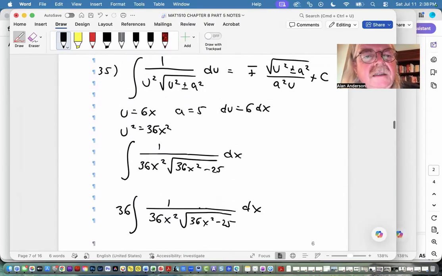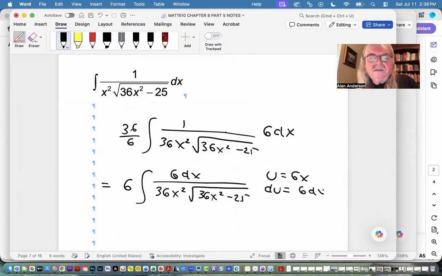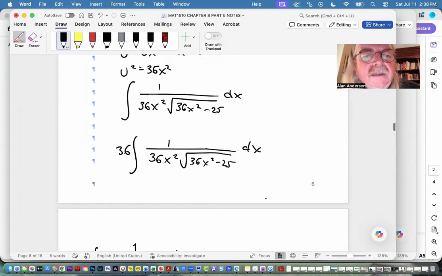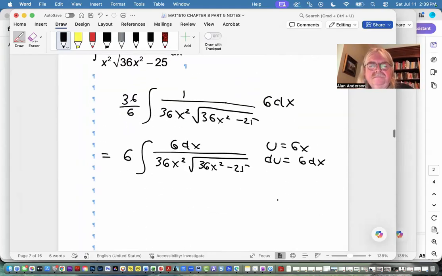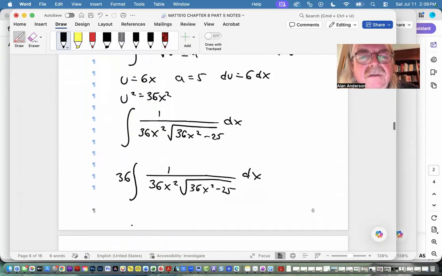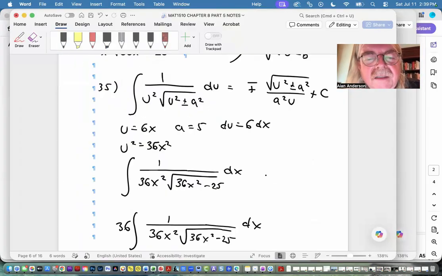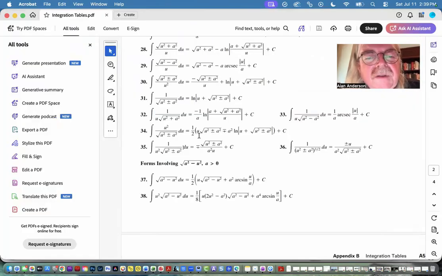And again, we defined u to be 6x, du is 6 dx, and then a is 5. So, and then they're telling us that the solution is right here. Actually, I'll copy it from here. It's minus and plus. Now, if you notice how it's minus and plus instead of plus and minus, so it's the opposite of whatever's going on inside this radical.